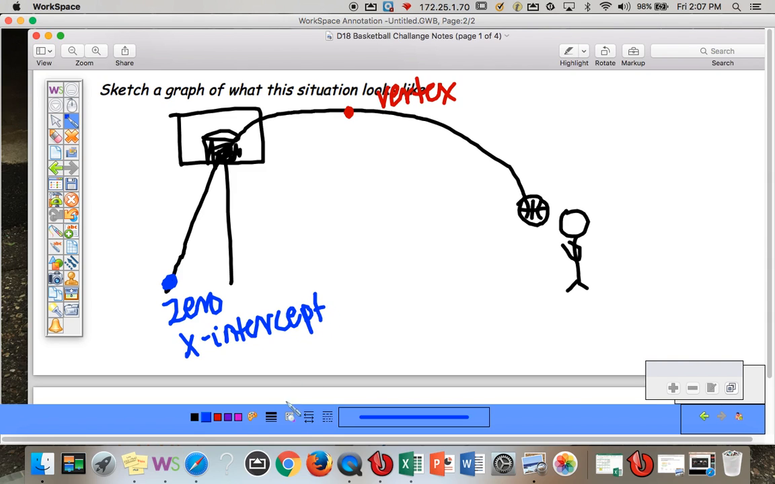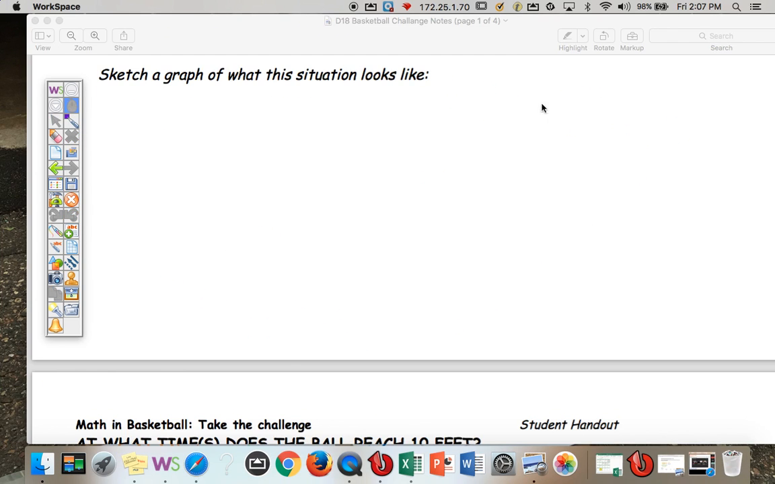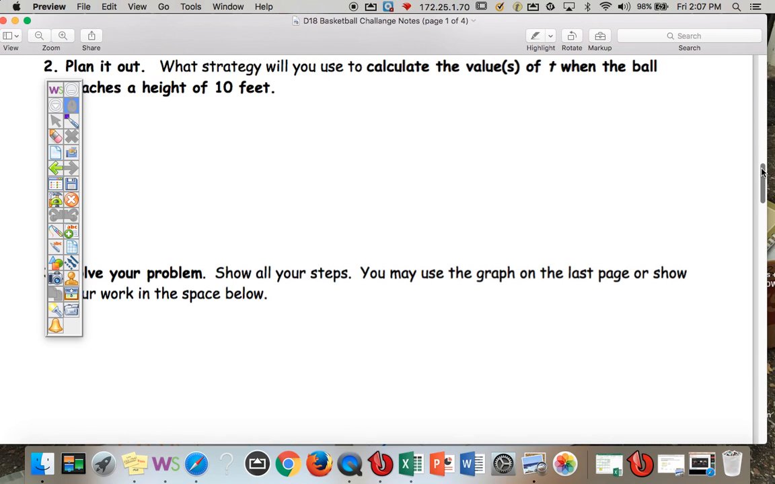It's when the height is 0. The vertex has 2 key points, x, y. And x is the time it takes to reach that point, and y would be the height at that point. So there's our drawing. And it's going to ask us 3 questions.